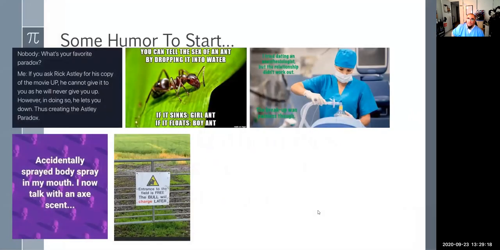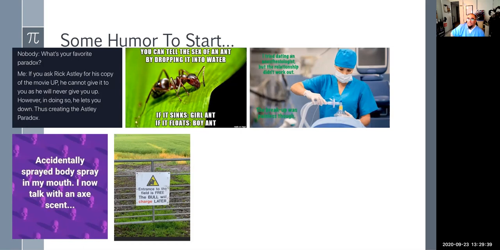So we'll start with a little humor, just because I like to break it. These are a couple of things I found this morning that made me chuckle. So what's your favorite paradox? If you ask Rick Astley for his copy of the movie Up, he can't give you, as he'll never give you up. However, in doing so, he lets you down, thus creating the Astley paradox.